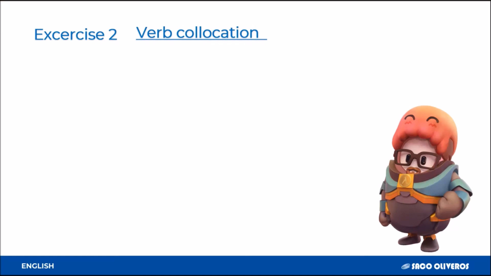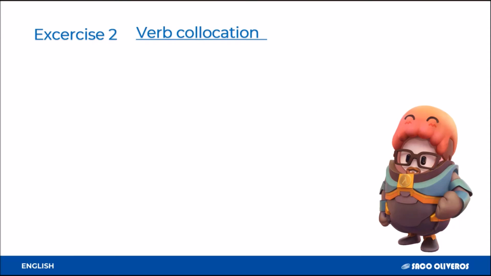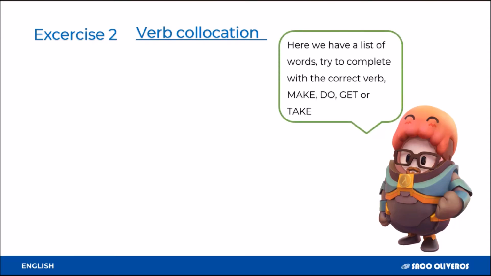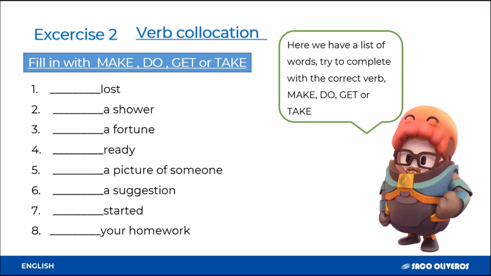Exercise number 2. Verb collocation. A collocation is two or more words that often go together. This combination just sounds right to native English speakers who use them all the time. Here we have a list of words. Try to complete with the correct verb: make, do, get, or take. Fill in with make, do, get, or take.